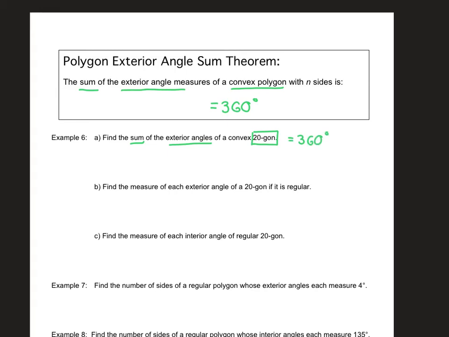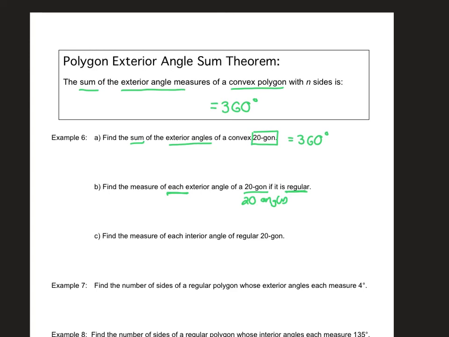Then it says find the measure of each exterior angle of a 20-gon if it is regular. So once again, we're finding each angle. That means we're finding each individual one. We do know that it's a regular polygon, meaning that all of the angles are the same. And if it's a 20-gon, then that means there are also going to be 20 angles.